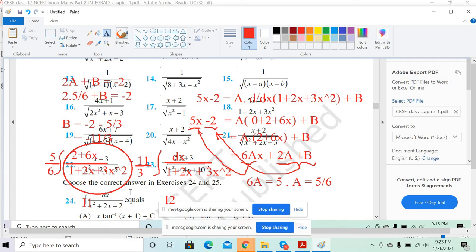Because the pattern is the same, there is no confusion. If you don't get it, let me know, then I'll tell you how to do that. But you should be fine with 1 plus 2x plus 3x square. Anyway, we need to do the completing the square for it.